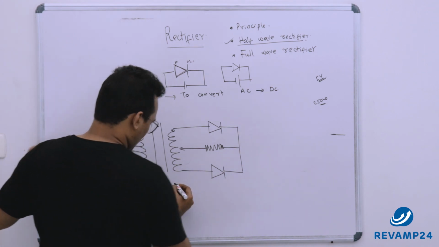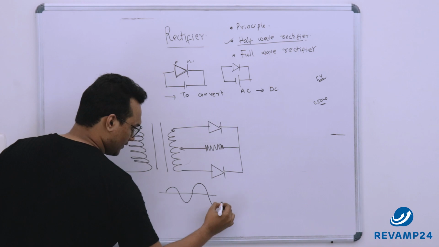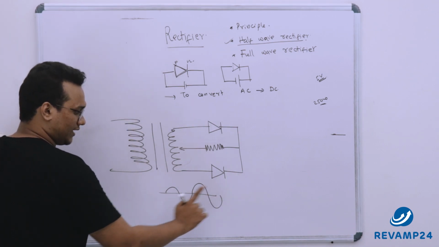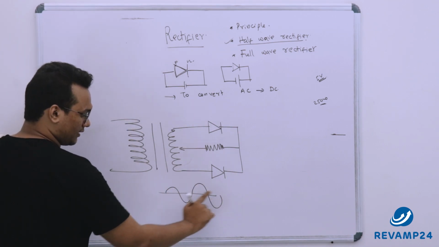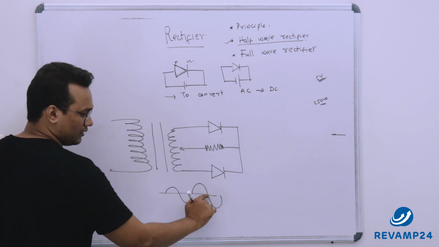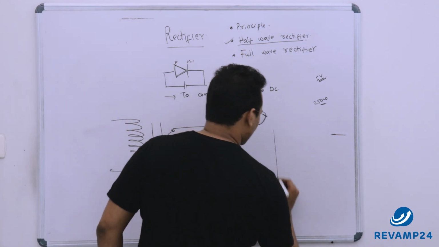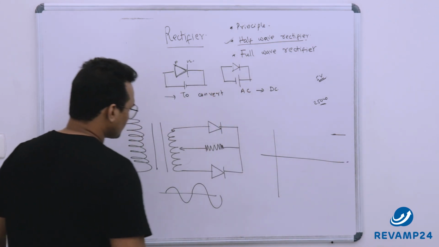Now what will happen? The input, let's say this is input, positive, negative, one more positive and negative. So we are going to consider two cycles: first half of the first cycle, second half of the first cycle, first half of the second cycle, second half of the second cycle, and we will see the output. This is the output.